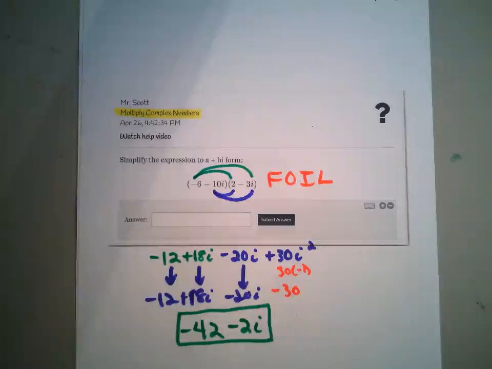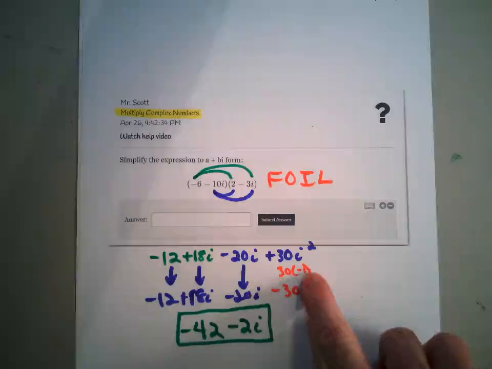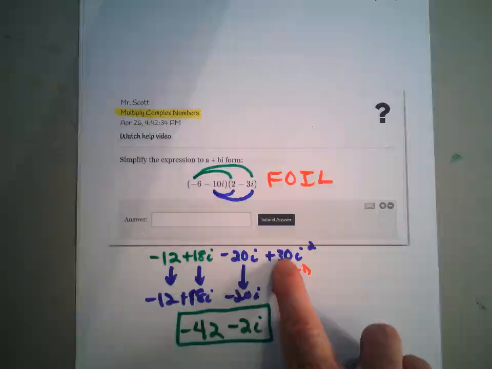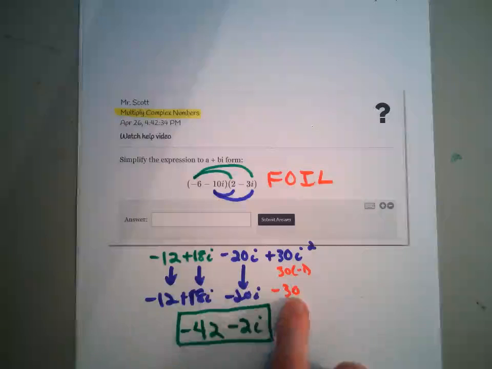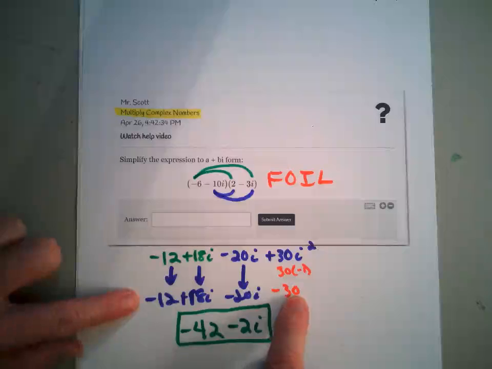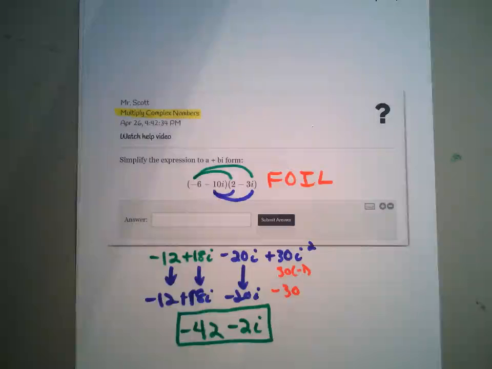Once again, i squared turns into a negative 1. The 30, which is positive to begin with, times a negative 1 turned into a negative 30. That negative 30 combined with this negative 12 to give us a negative 42. Again, this is a review from Algebra 2. We're just doing a little review lesson before we get into more complex number stuff on Tuesday.